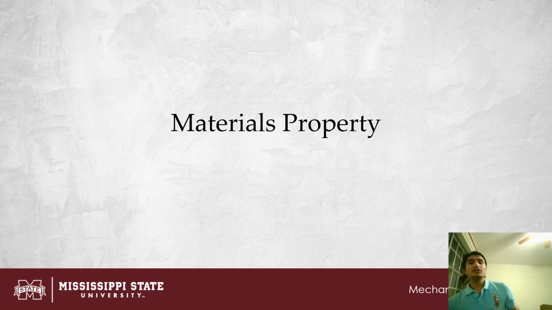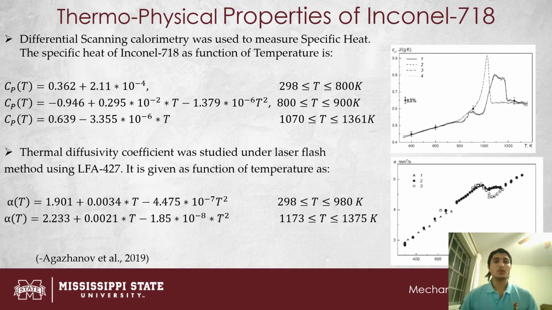So, in this research, my main part was to focus on the material properties. So here is what I found. The first one is the thermophysical properties of Inconel 718. It is very important to study the material properties before doing any research, and the thermophysical properties for Inconel 718 were found. Differential scanning calorimetry was used to measure the specific heat, and it was found as a function of temperature. Here is a formula, and here is a graph that shows that specific heat is a function of temperature.